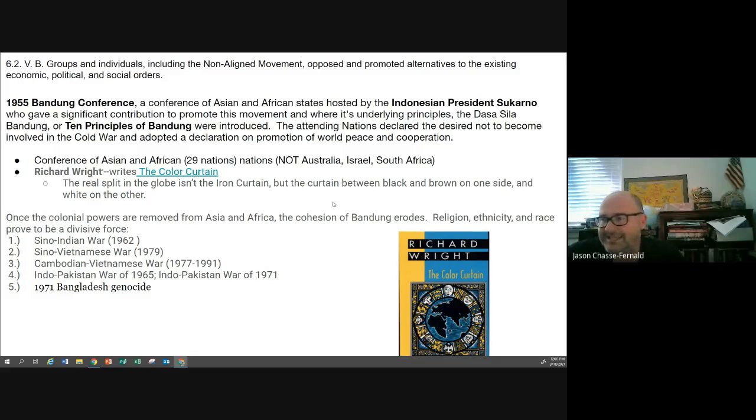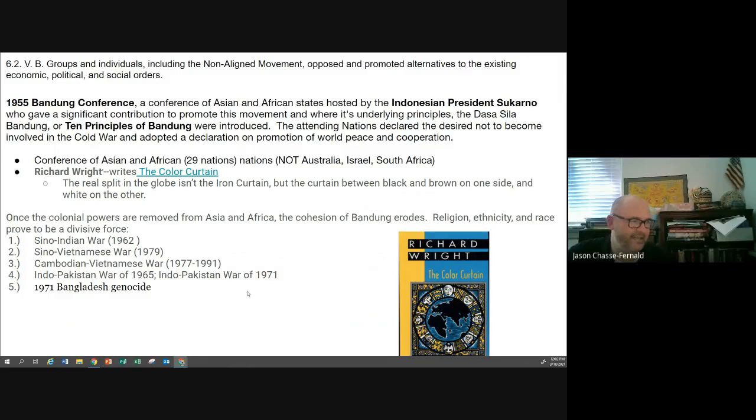But by the mid-1960s, most of the imperial possessions of the Europeans had been spun off as independent states. Without the glue of resistance to European imperialism, we're going to see the non-aligned movement become marginalized. We're also going to see primary members of the non-aligned movement actually go to war against each other, as early as the year after the Belgrade meeting. So the Chinese-Indian War, the Chinese-Vietnamese War in '79, the Cambodian-Vietnamese War, basically all the 1980s. The Indo-Pakistan War in '65 and '71, the Bangladesh genocide of '71.